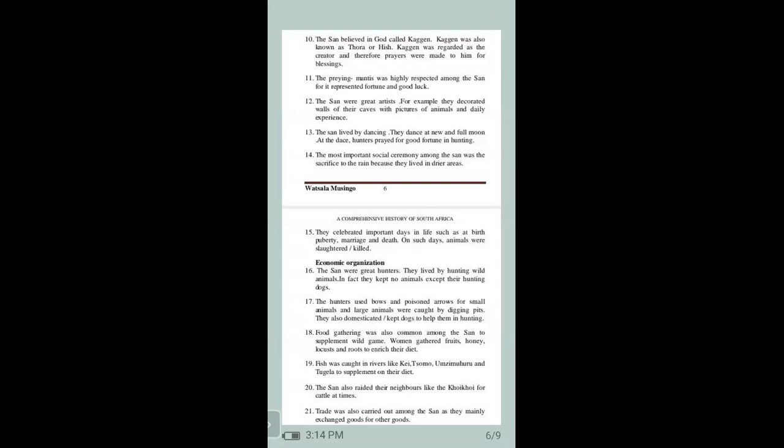Number 14 is the most important social ceremony among the San was the sacrifice to the rain, because they lived in drier areas.